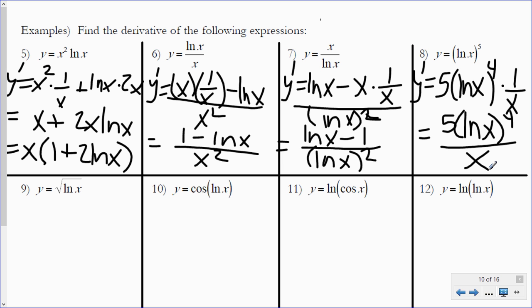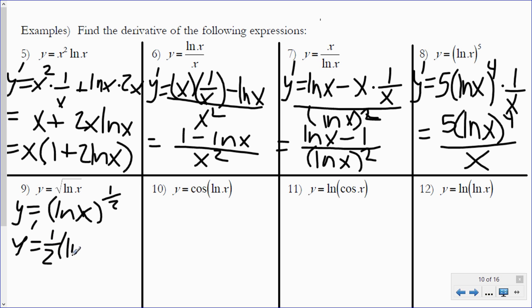Okay, number 9 is another example of chain rule because remember, anytime we have a radical, we're going to convert it to a fractional exponent. So the square root will convert to the 1/2 power. And then when we find the derivative, we'll bring the 1/2 down, keep the inside the same, subtract 1 from the 1/2, and then we'll multiply by the derivative of the inside, which is 1 over x.